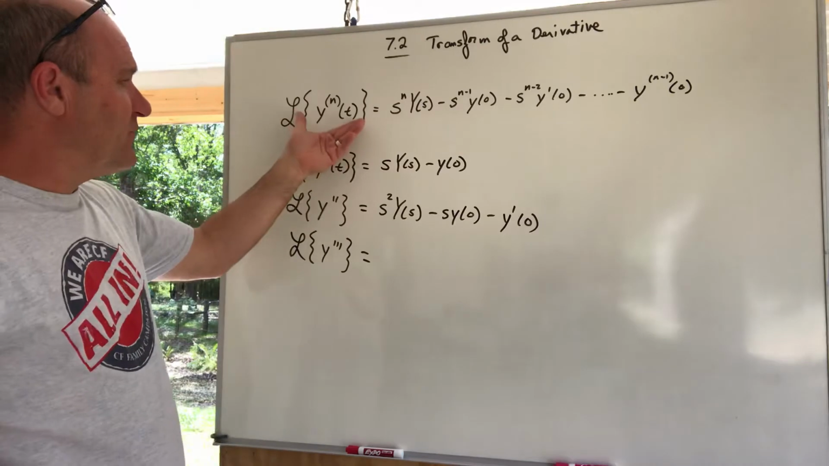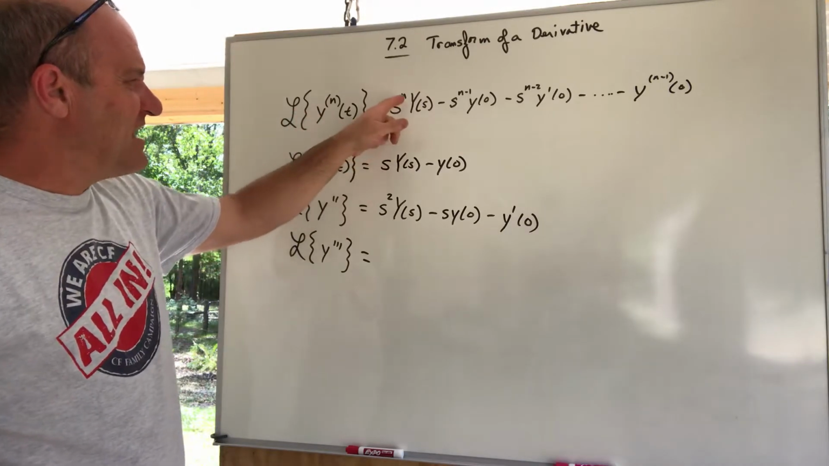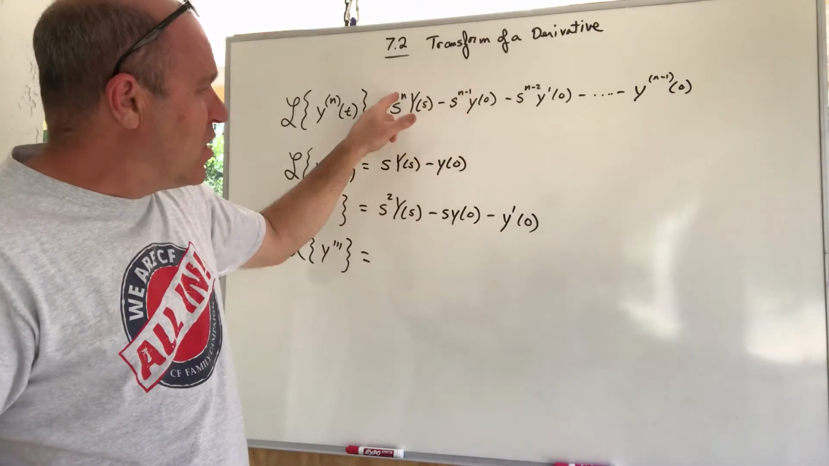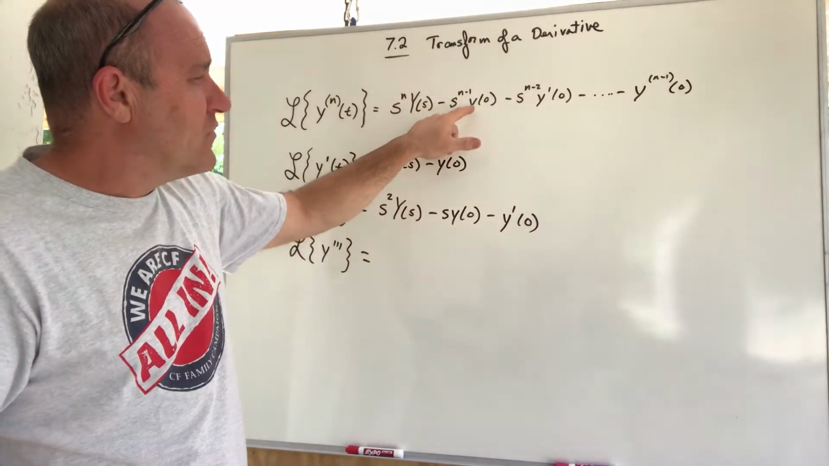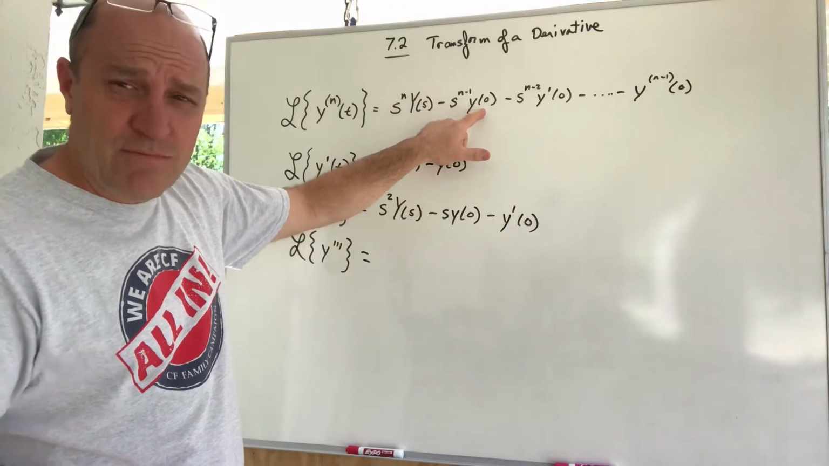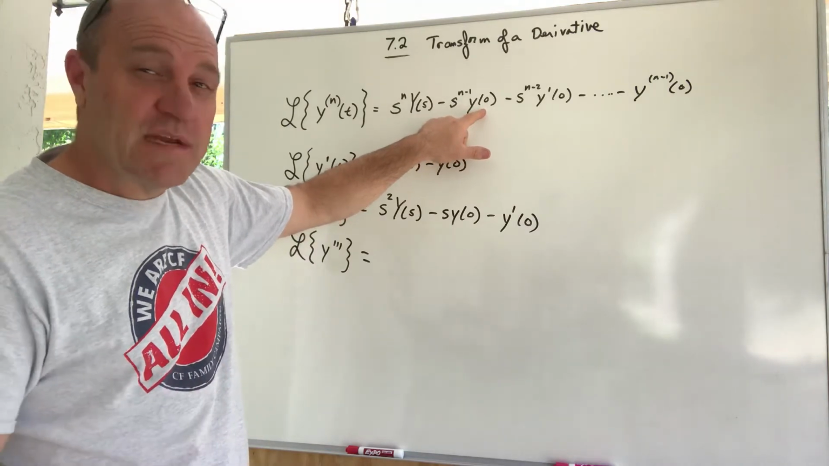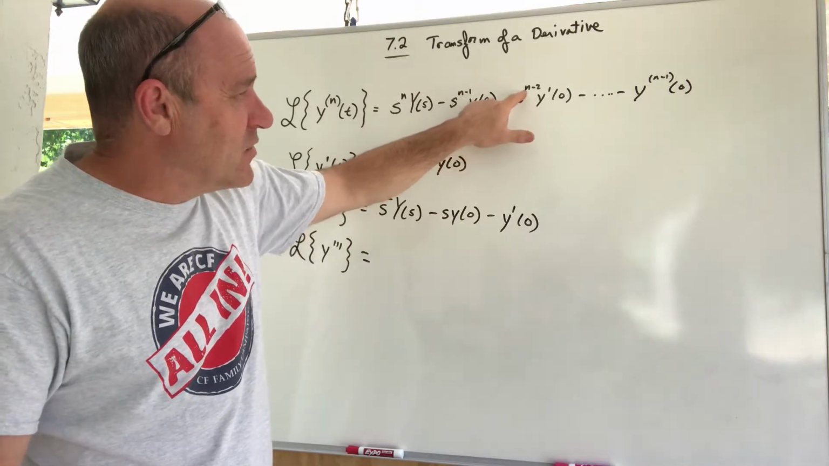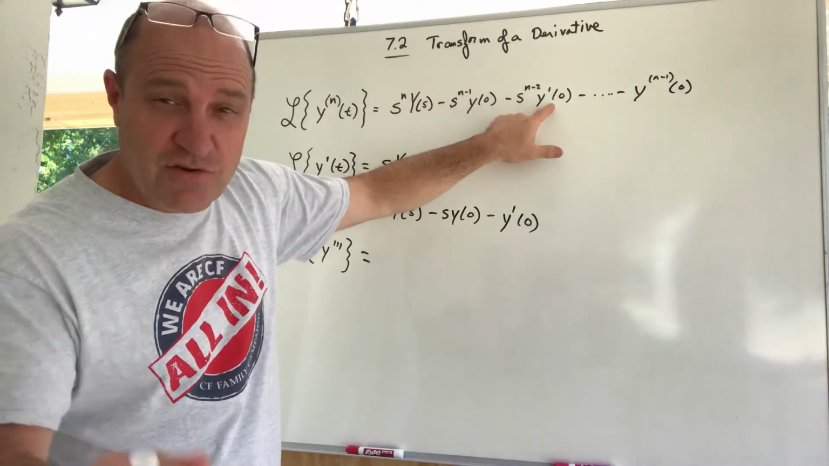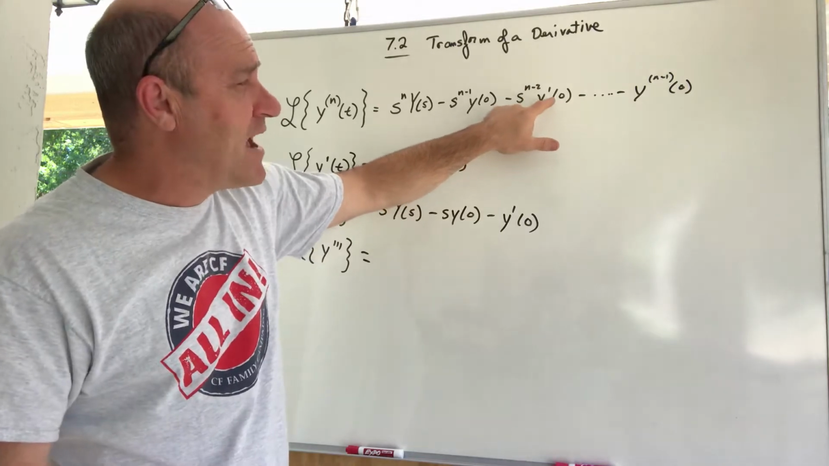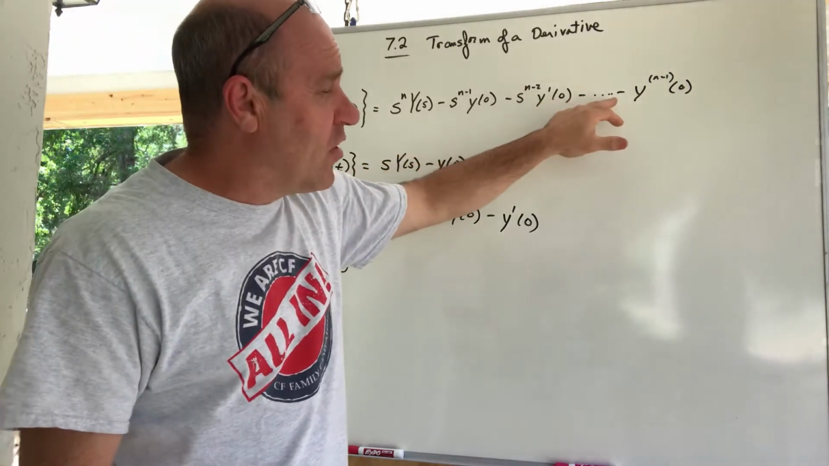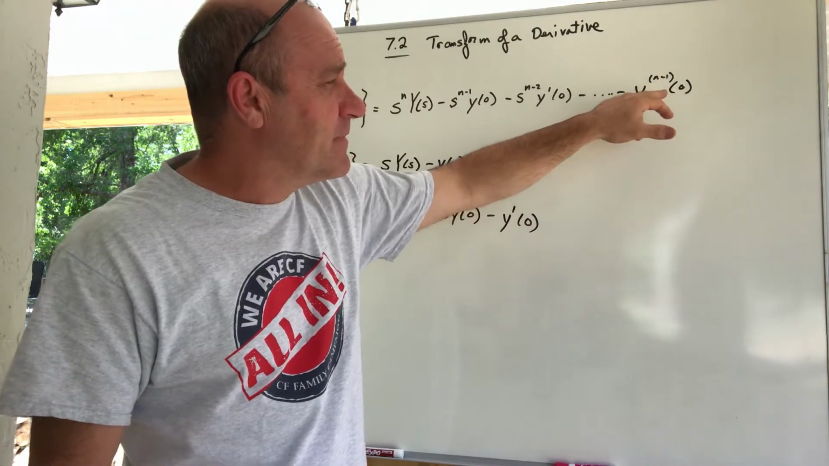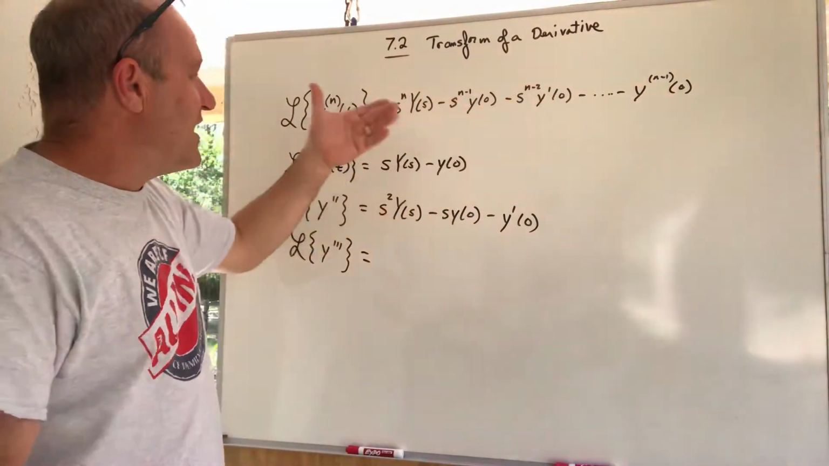And the rule is, if you're doing the nth derivative, it's s to the n times big Y of s minus s to the n minus 1. The s goes down a power. And this is little y of 0. Now, that's an initial condition from the DE. Minus s, the s goes down another power, and then the next initial condition jumps on there, times y prime of 0. Minus all the way down to where s is gone, and you have your last initial condition. So that's the formula for an nth derivative.